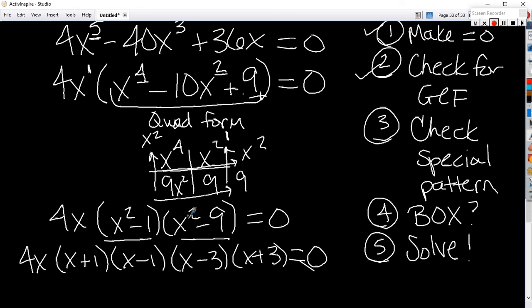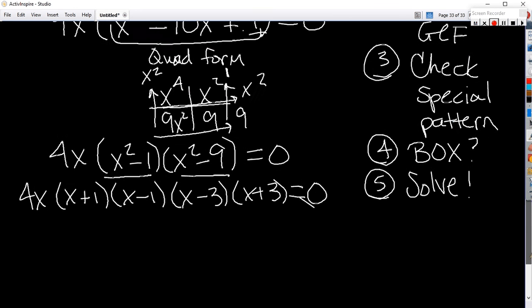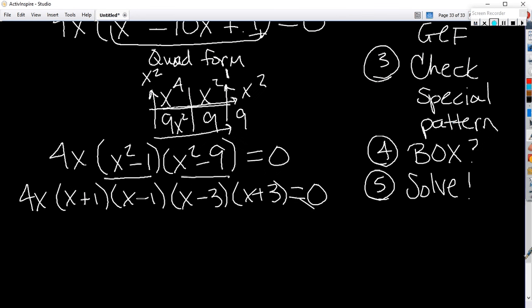Alright, so do you see any other factoring in that problem that I can do? Is it factored absolutely completely? Yes. So at this point, I don't need the box or anything else, I'm ready to solve. So when you solve, all you have to do is set each piece to 0 and solve.